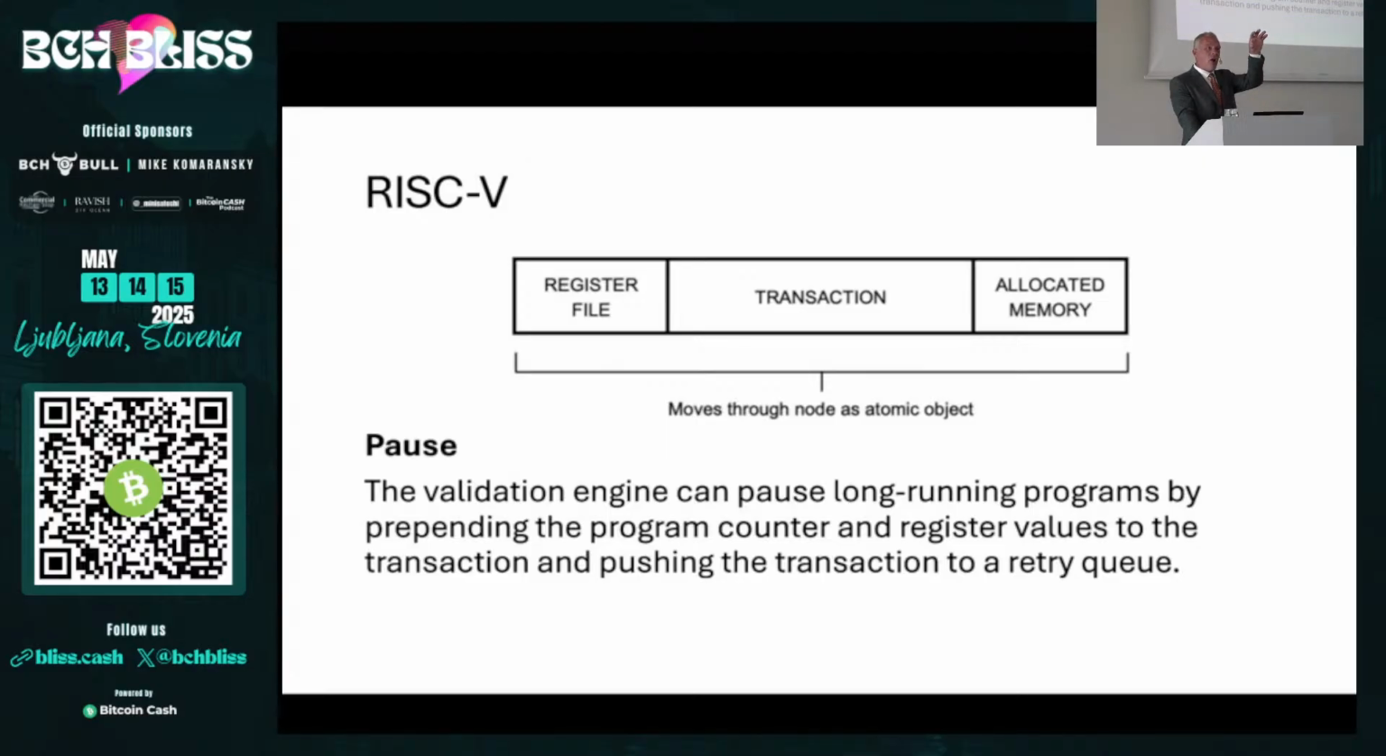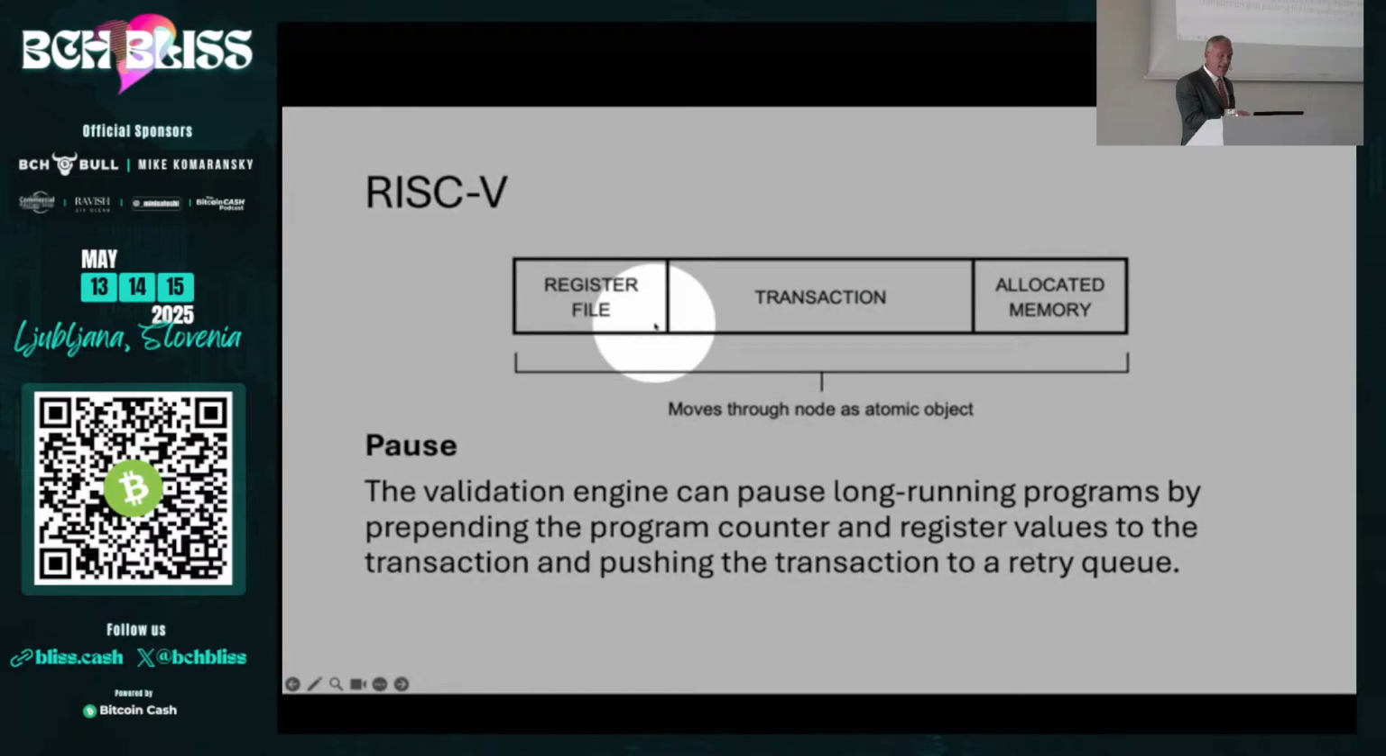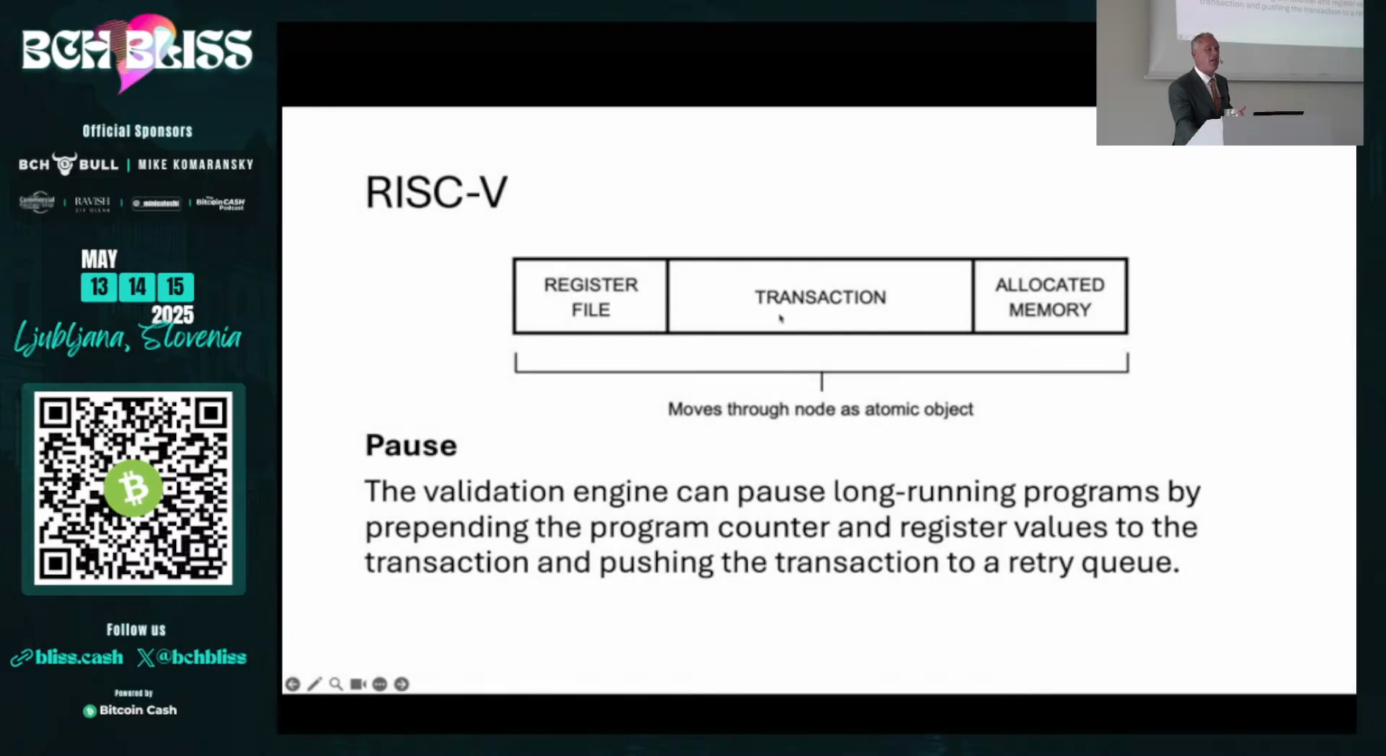And then it copies all the values in the 32 registers and the program counter into a register file that it prepends to the transaction, and any of the allocated memory that's been used is at the end of the transaction, and then this binary blob moves through the node as an atomic object. So this is like a transaction that contains its own execution environment. So that might enter a retry queue for trying it again later, the same way that a transaction would enter a retry queue if one of the inputs were missing.